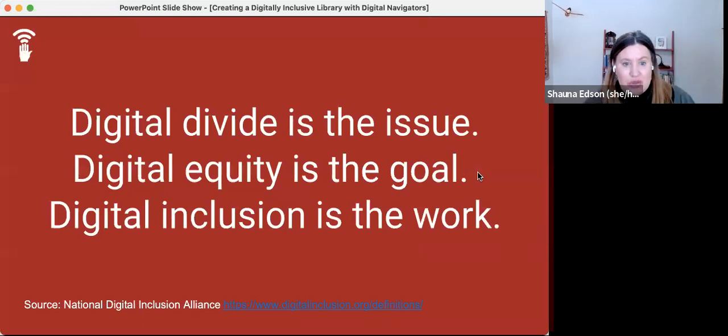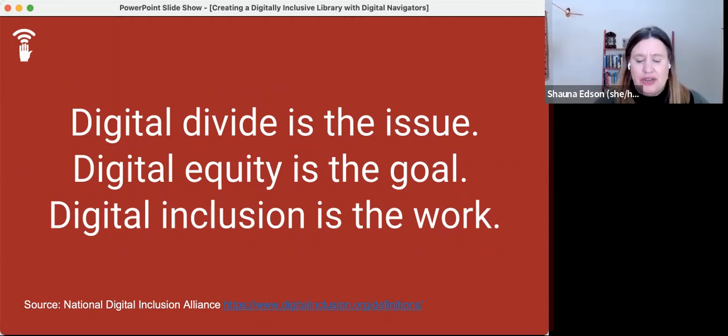So let's jump into definitions. I like to define digital equity as when everyone has access to technologies for learning, communication, work, and play, and they have the skills to know how to use it to fully participate in the digital world. The National Digital Inclusion Alliance defines the digital divide as the gap between those who have affordable access, skills, and support to effectively engage online and those who do not.